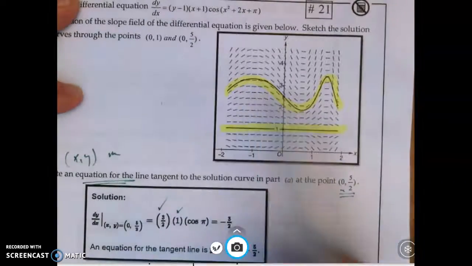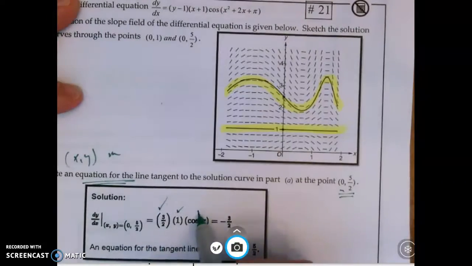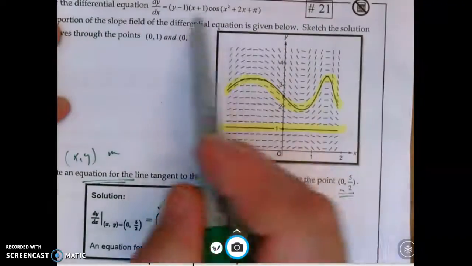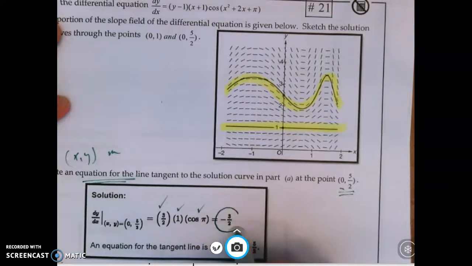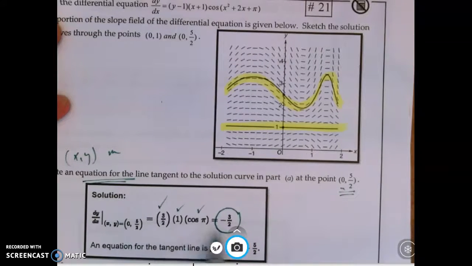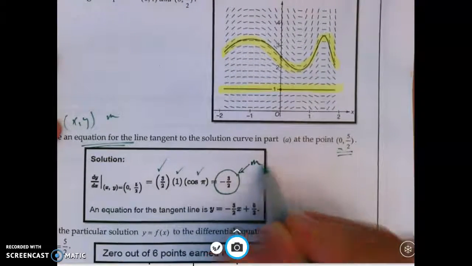Cosine of my x value is going to be 0, so that goes 0, 0, boom. So cosine of pi, so that's it. So I've evaluated this at (0, 5/2), and this is what I come up with, right? 3/2 times 1 times cosine of pi, and the total is negative 3/2, because cosine of pi is negative 1. That gives us our slope.